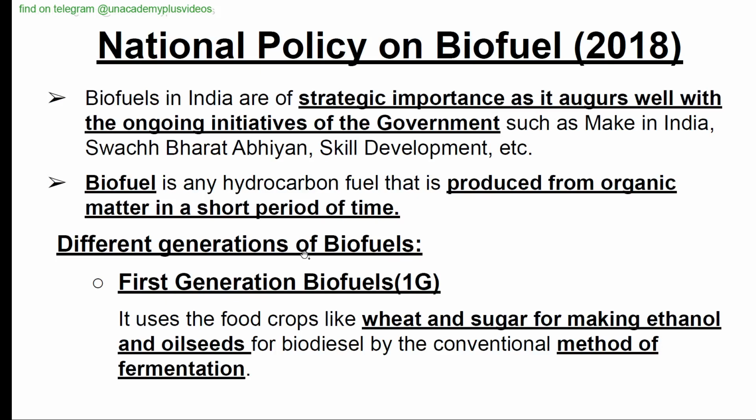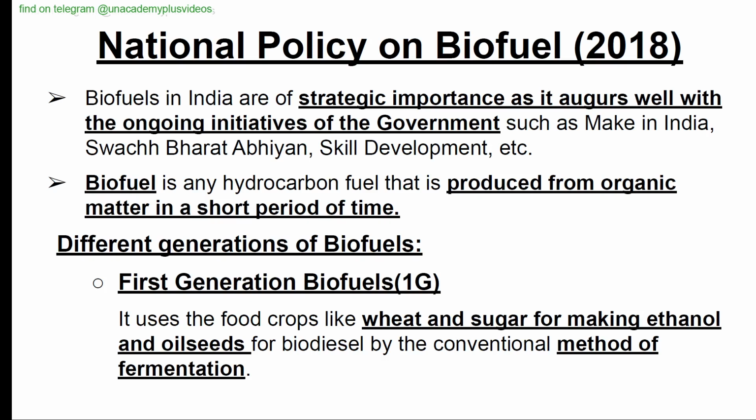So continuing with the concepts of environment, today we are going to cover the concept of biofuel. Before biofuel, we should understand the topic of National Policy on Biofuel 2018. Direct questions could be asked from this topic, so pay attention. Biofuels in India are of strategic importance as they augur well with ongoing initiatives of the government such as Make in India, Swachh Bharat Abhiyan, Skill Development, etc.